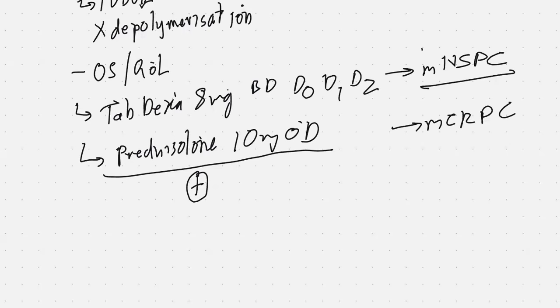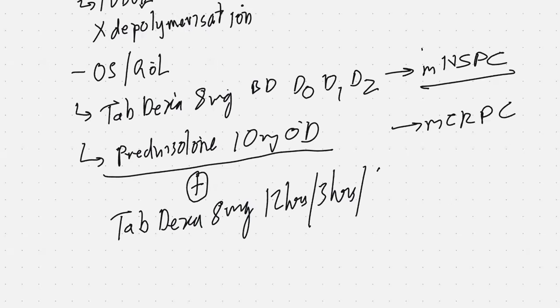So there you give DEXA like this, DEXA 8 milligram, and this is given 12 hours, 3 hours, and 1 hour before the docetaxel infusion. So this is a slightly different way of giving docetaxel pre-medication dexamethasone in metastatic castrate-resistant prostate cancer. So I hope you remember that. That is also very important.